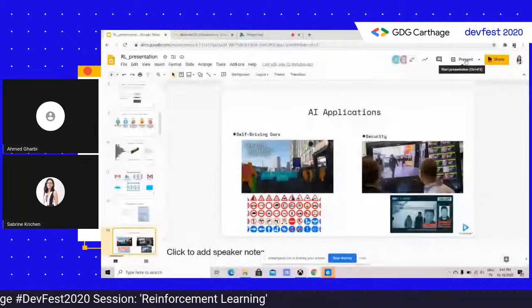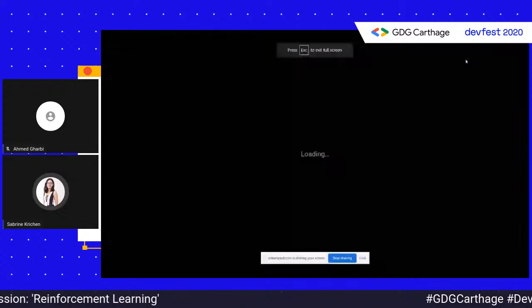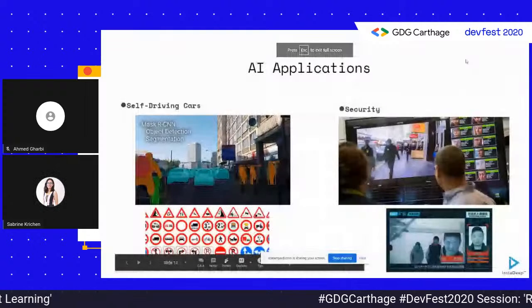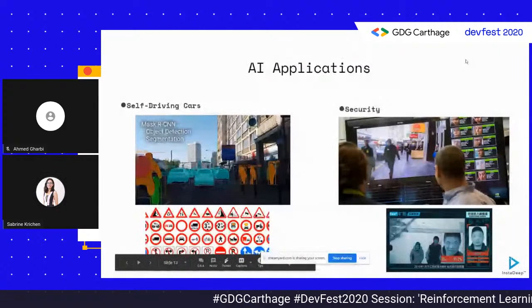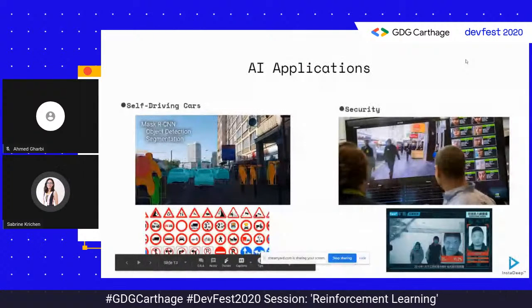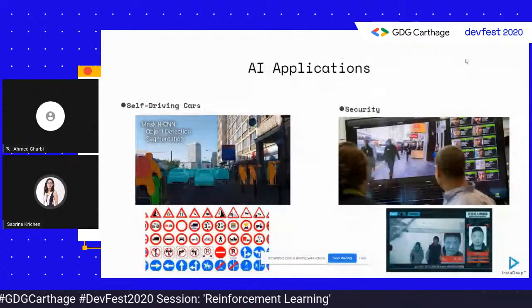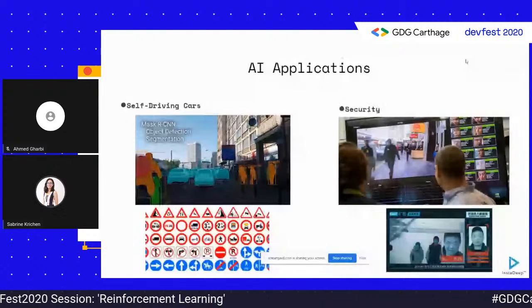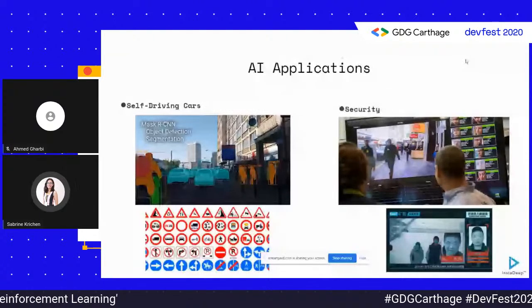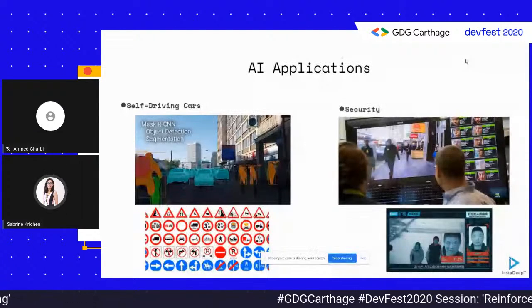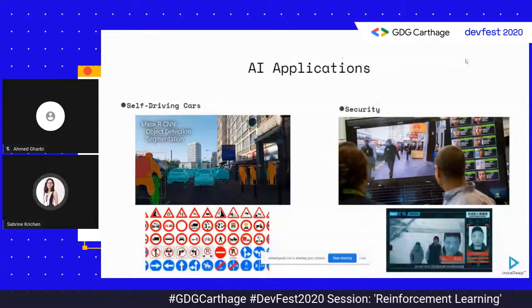Yes. Okay. So thank you, Ahmed, for this avant-goût of reinforcement learning. Later on, we will go into the details of reinforcement learning. But now I'm going to present some applications of artificial intelligence.